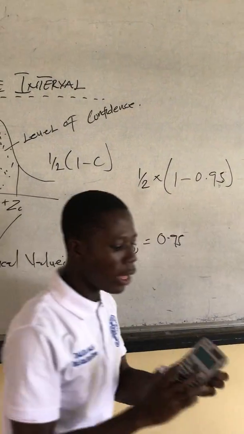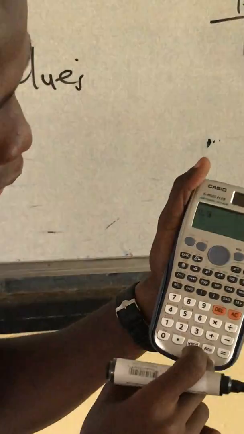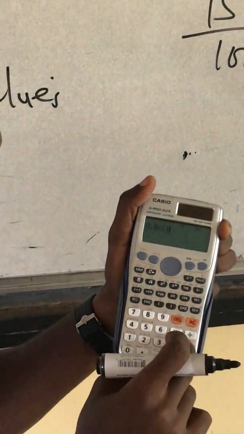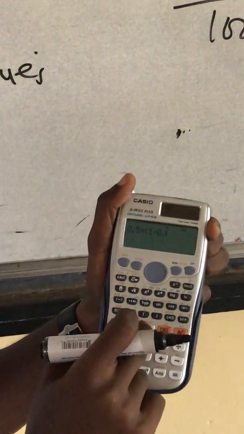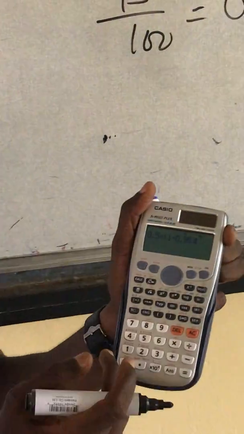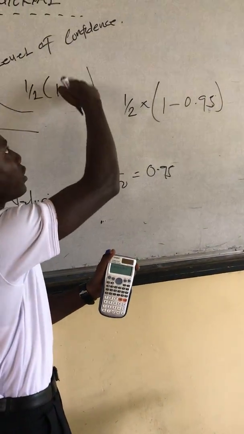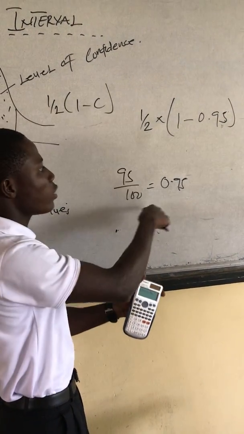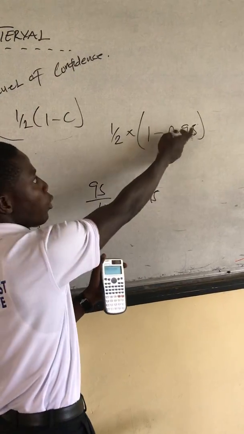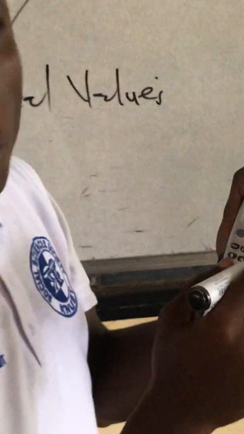You use a calculator, then you point this one there. So half 0.5 times bracket 1 minus 0.95, bracket close. This is how you point this on a calculator. You point half times 1 minus the level of confidence. The level of confidence here is 95%. With this 95%, we send it to decimal and we put it here. When I press equal to, I got 0.025.